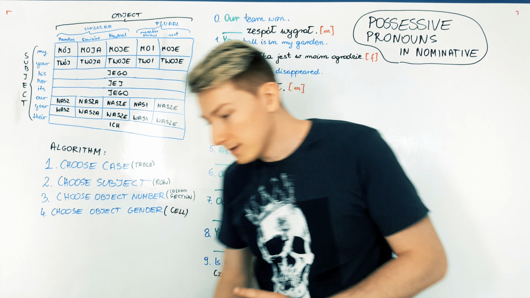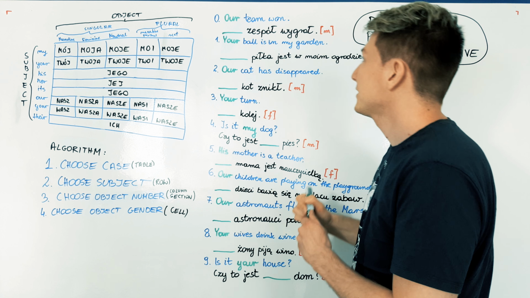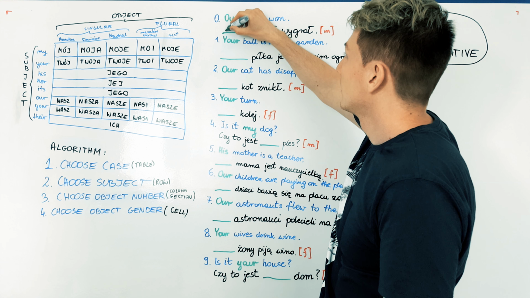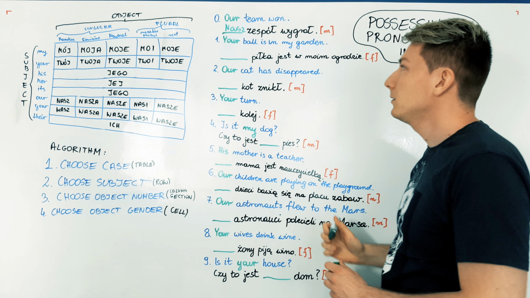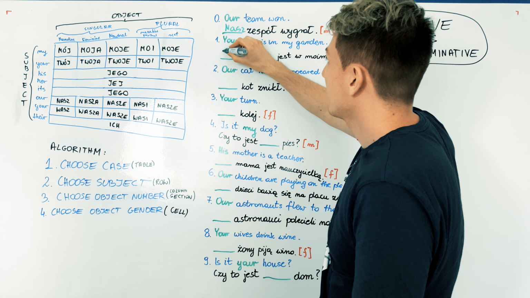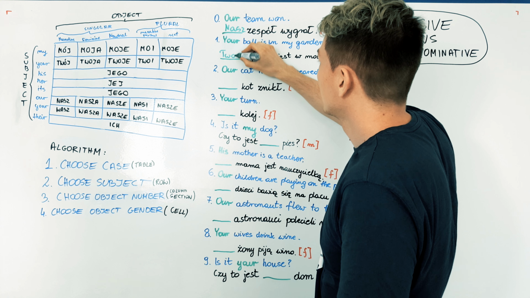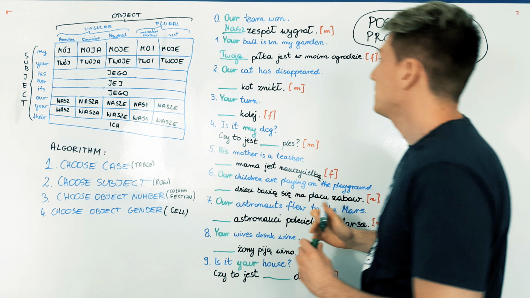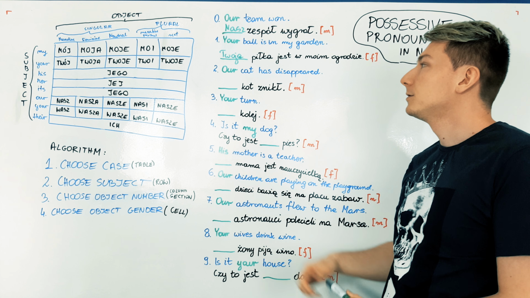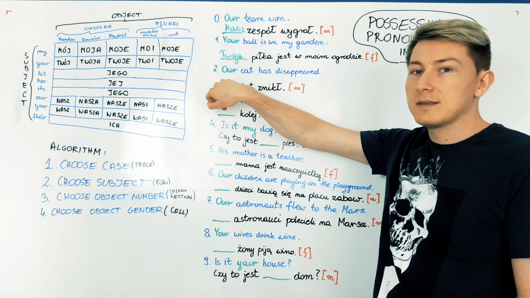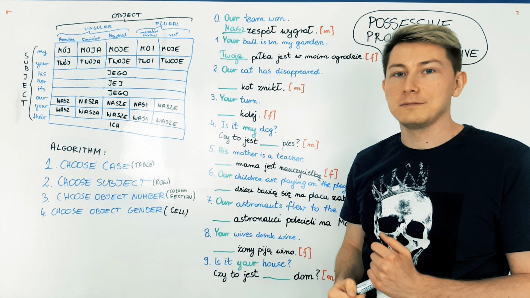Maybe I will read that down. So the first sentence, nasz zespół wygrał. The second sentence, twoja piłka jest w moim ogrodzie. And now try to make the third sentence on your own.